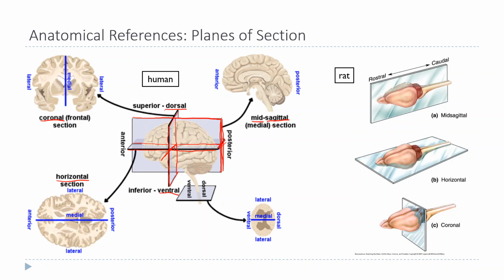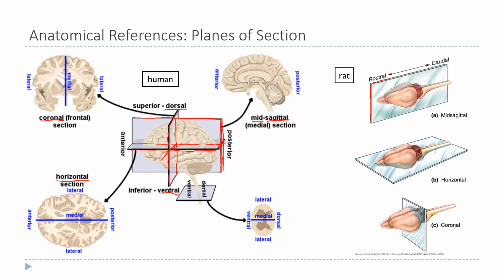And so these are the axes for the planes of section for the brain, and they're actually the same for both humans and rats. So over here is a picture of a rat brain. Again, this is the sagittal, or in this case, mid-sagittal section through a rat brain. In this case, it's cutting it into mirror image left and right halves, but you could also have a section that's off-center, and that would be a parasagittal section.